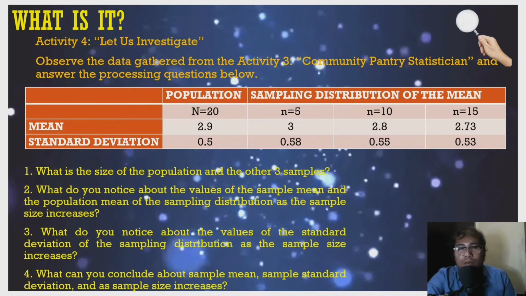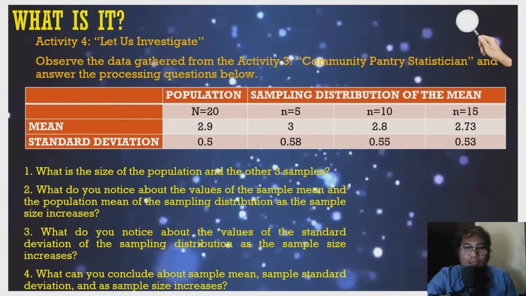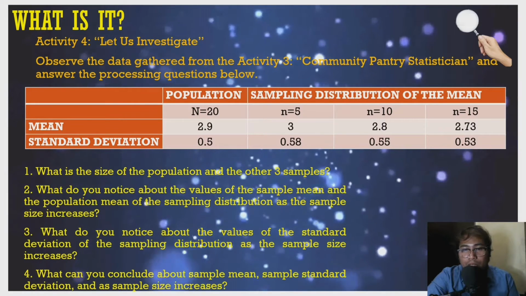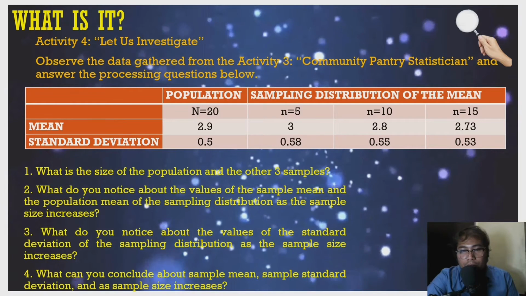So number 2, what do you notice about the values of the sample mean and the population mean of the sampling distribution as the sample size increases? Next, number 3, what do you notice about the values of the standard deviation of the sampling distribution as the sample size increases? And number 4, what can you conclude about the sample mean, sample standard deviation, and the sample size, or as the sample size increases?